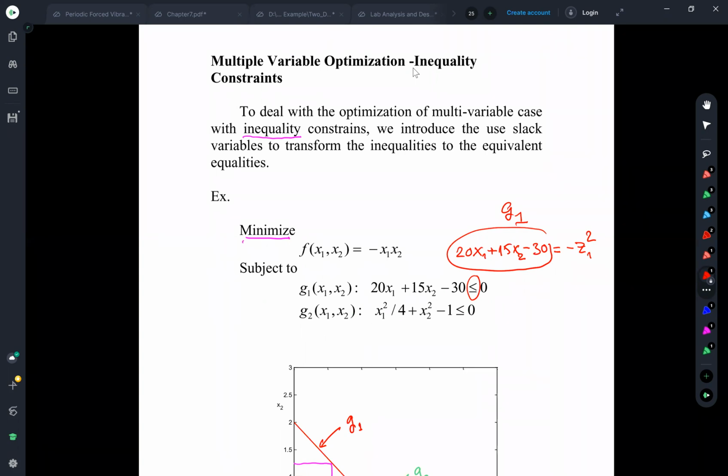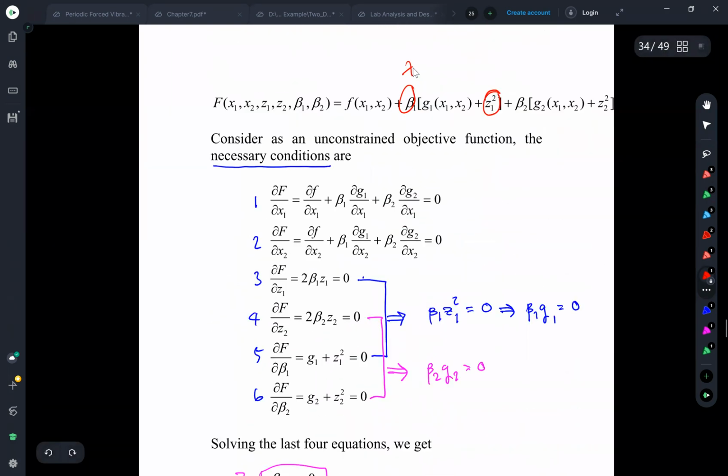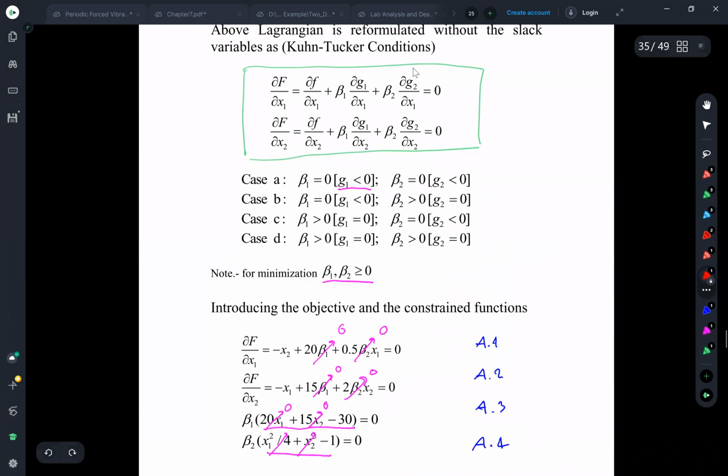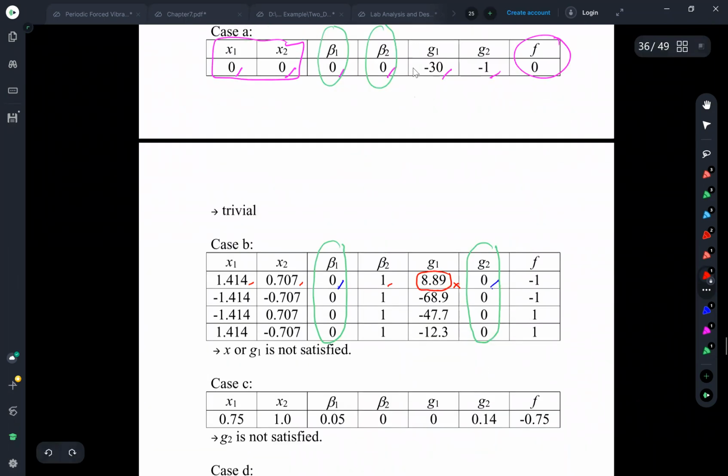Therefore, our G1 always needs to be zero or less than zero, right? So it could be a negative number. However, in this case, it looks like my G1 returns the positive number 8.89, which is not allowed by these equations. Therefore, I think this one is not good. So you have to remove this one, right?